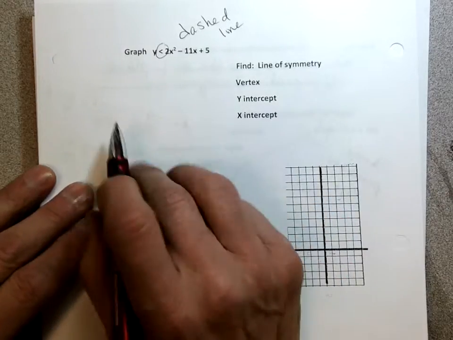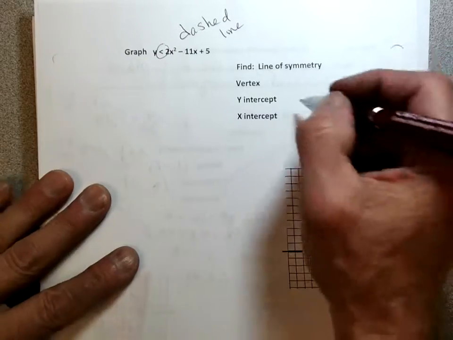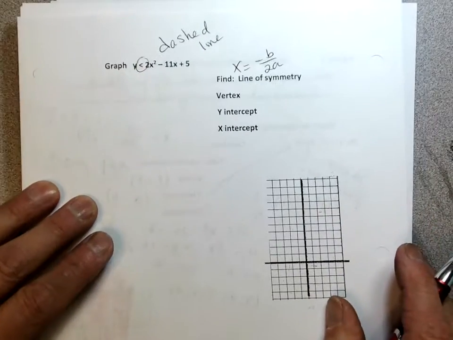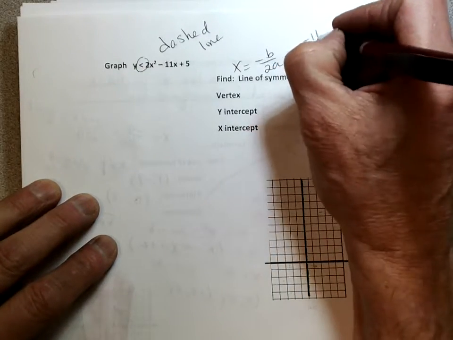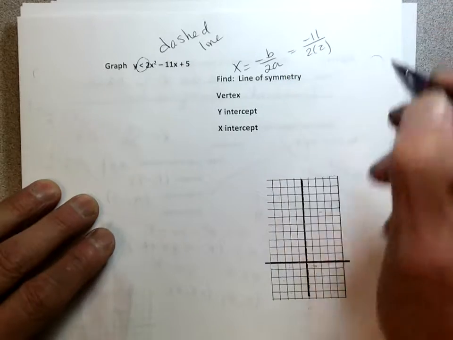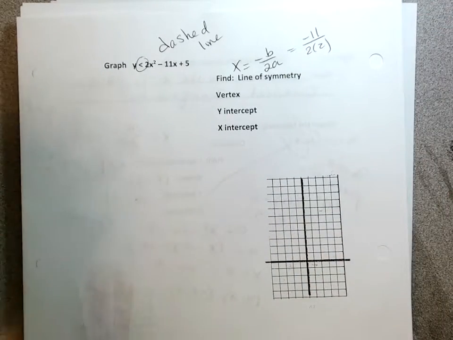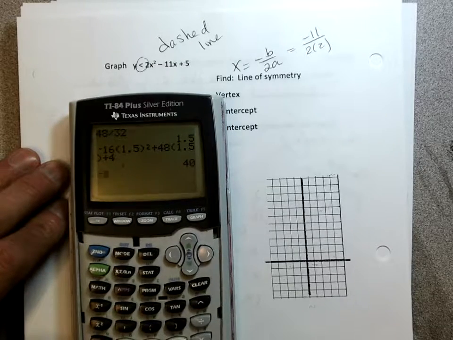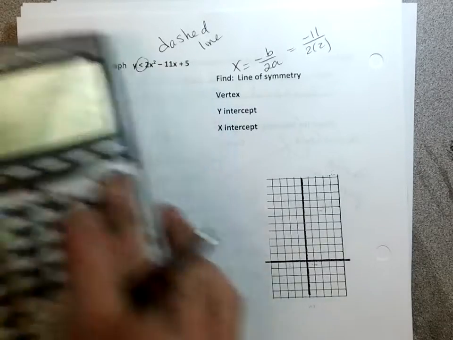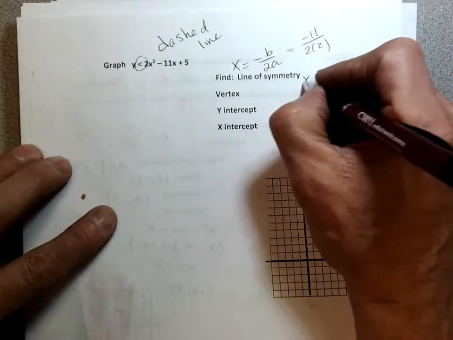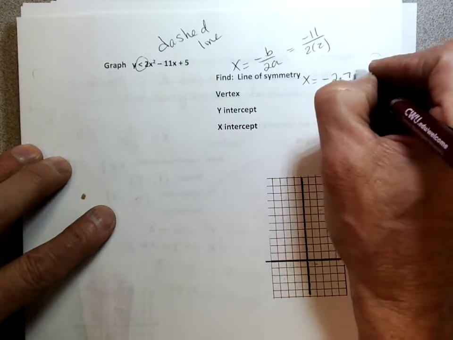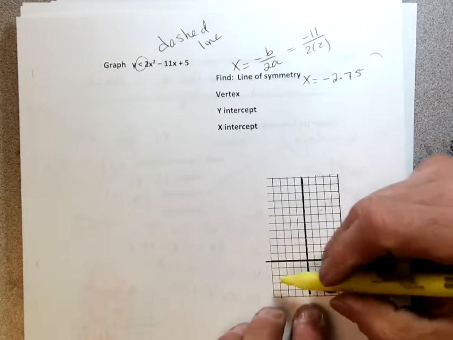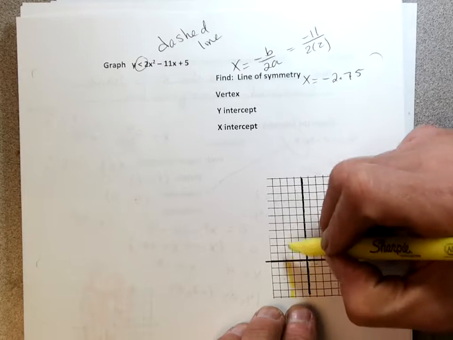So let's go to what we know. It's in standard form. Line of symmetry: x equals negative b over 2a, right? Which is going to be negative 11 over 2 times 2, which is negative 11 divided by 4. What is that? Negative 11 divided by 4, I get negative 2.75. So x is equal to negative 2.75. All right, I'll have to estimate that, but I can do that. It's about there. Sketch that in, okay?